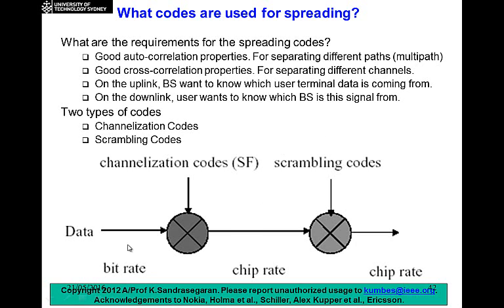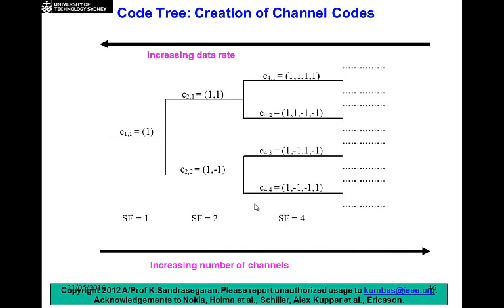So in the process of scrambling our data, we take our baseband data and multiply it by the channelization code first, and then the scrambling code. Now associated with channelization codes is the concept of spreading factor, and we'll talk a bit more about this later. This diagram gives us an idea of how these codes are generated.